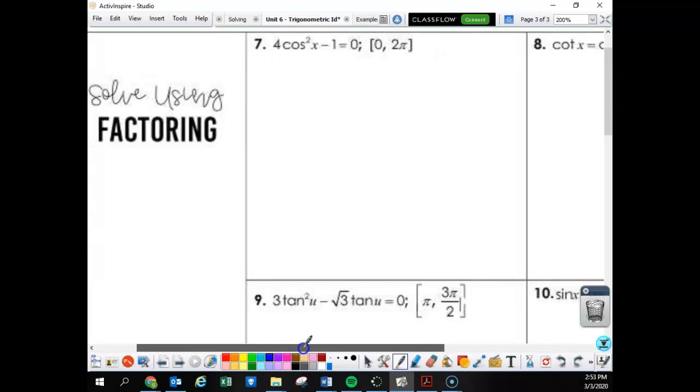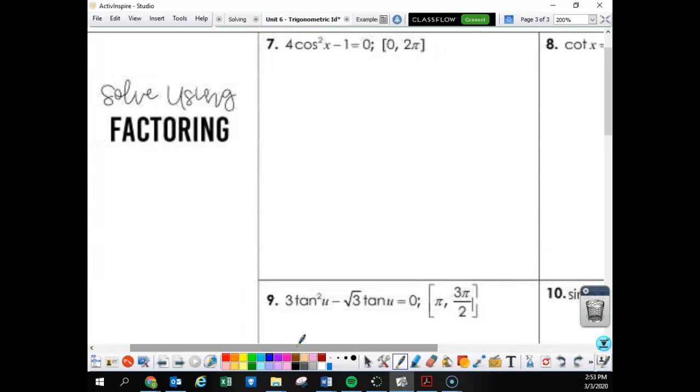Okay, I'm going to go over your notes. This is going to be solving by factoring. So we're going to solve trig equations by factoring. I might be talking fast, so if you have to, please slow down the video or pause.